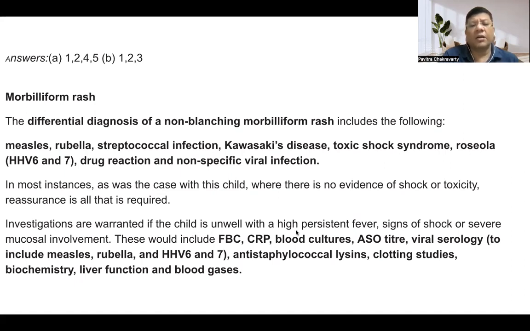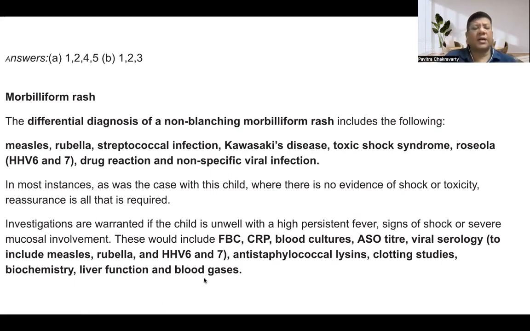If the child is unwell with high persistent fever, signs of shock, or severe mucosal involvement. Obviously severe mucosal involvement and high fever make you think of Kawasaki's or similar conditions. That's where toxic shock syndrome and a lot of skin rash come in. Then you would do full blood count, CRP, blood cultures, ASO titer, and viral serology. Viral serology is basically measles, rubella, and roseola. These are the things you want to rule out. Also anti-staphylococcal lysin, clotting studies, biochemistry, liver function, and blood gases. So these are all we would do.